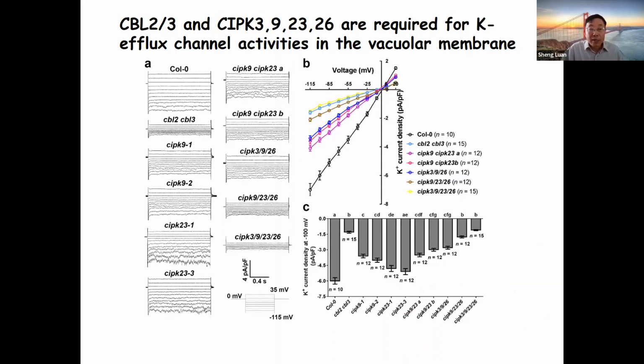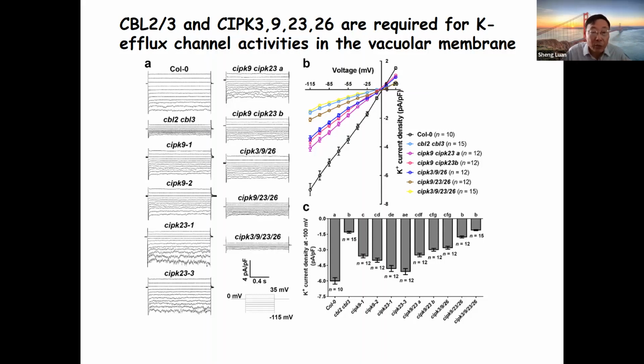So what we did next is to isolate vacuoles and do patch clamp to directly measure the TPK activity. In the wild-type plant, you can see the TPK activity, the potassium efflux from the vacuole, right? It's quite a nice current, right? But the CBL2-3 double mutant essentially wipes out the leak current, okay? So the instantaneous current, we often call it leak current, is basically potassium leaking out of the vacuole through the channel.